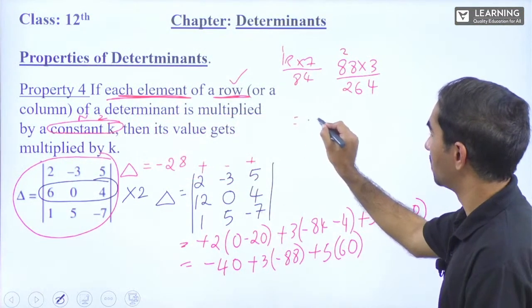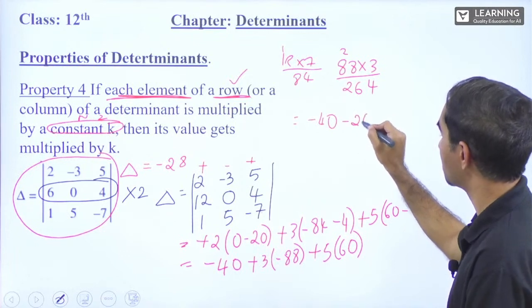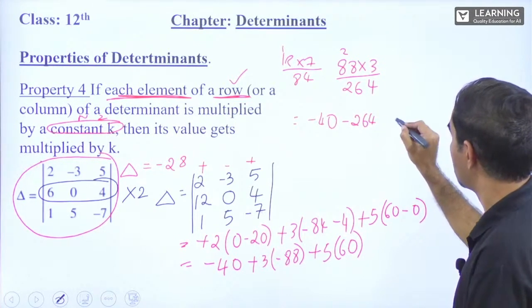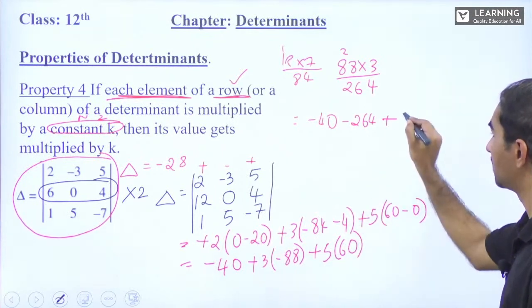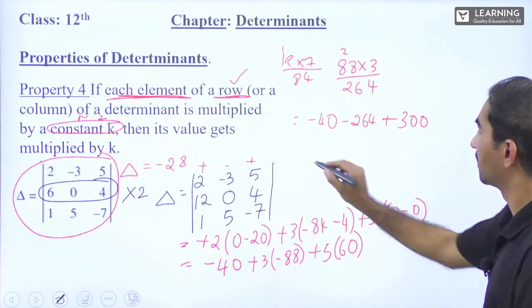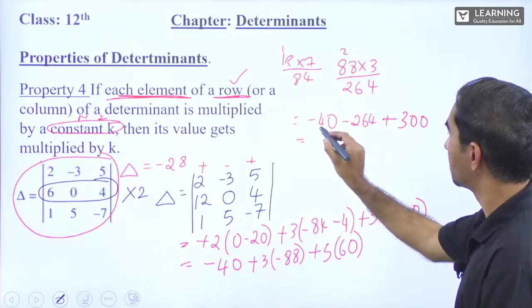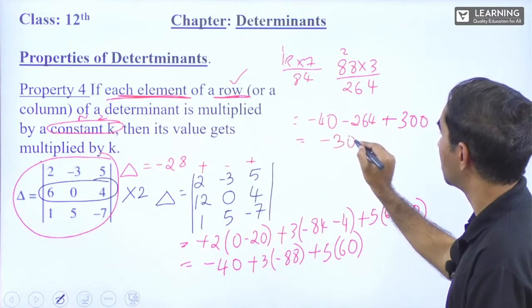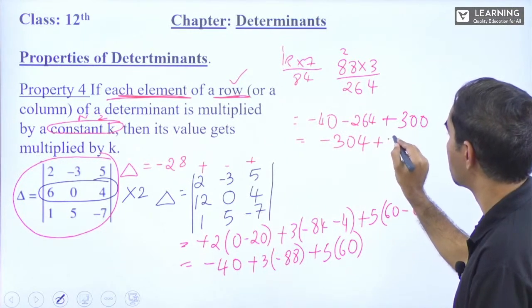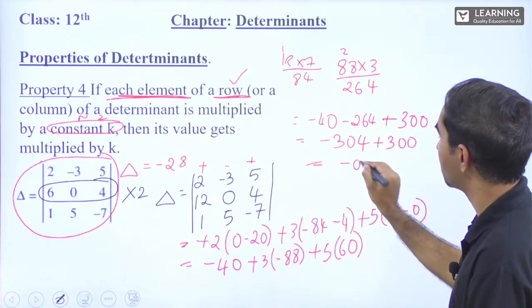So which is equal to minus 40, minus 264, plus, this is equal to how much? 60 into 5, 6 5s are 30, 300. Which is equal to, so minus 264, minus 40. So this is equal to minus 304 plus 300, which is equal to minus 4.